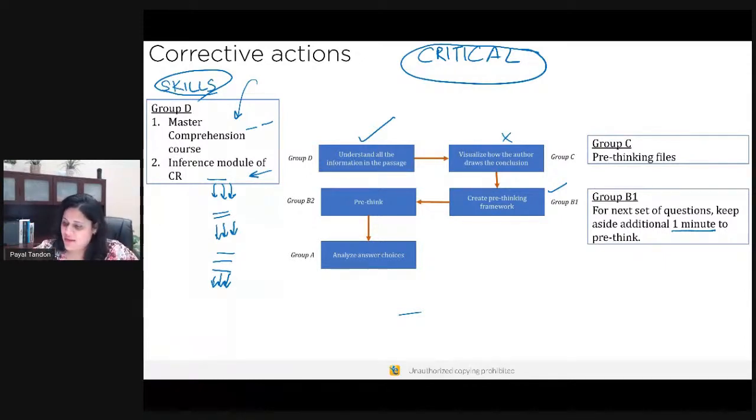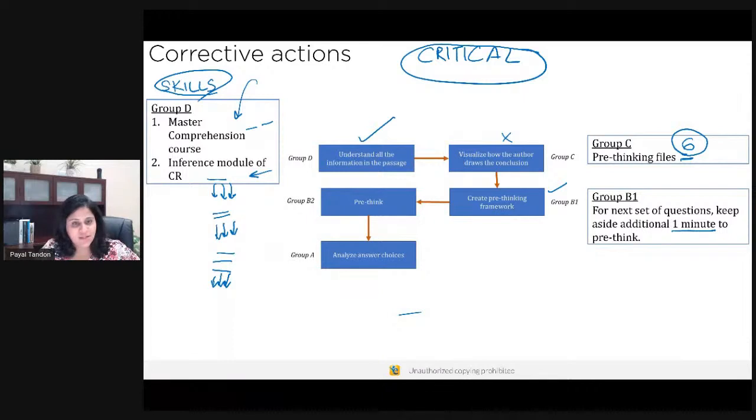So group C, there are 6 pre-thinking files. Now what do I mean by 6 pre-thinking files in the course? What I mean is that we have selected similar kinds of passages, grouped them by the ways in which the argument is structured, and come up with these 6 different kinds of pre-thinking that you need to do. Six different kinds of arguments that you need to learn how to pre-think.